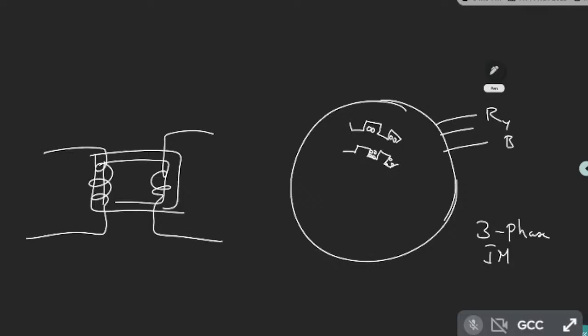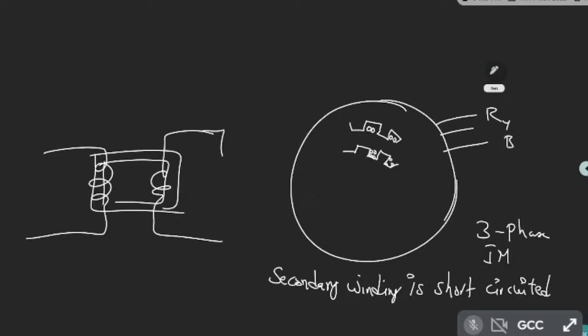What is the principle here? The principle of Faraday's laws of mutual induction. Now, what is the difference here? In the induction motor, the secondary winding is short circuited. Secondary winding of the induction motor is short circuited. Here, the transformer secondary winding is connected to a load. Load means any electrical appliance, any electrical device.